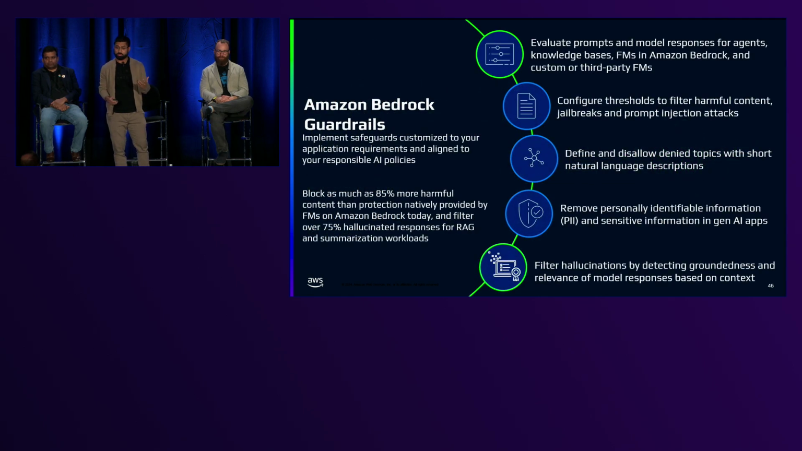Amazon Bedrock Guardrails helps you to implement safeguards for your application, which are tailored to your application and also helps you to meet your responsible AI requirements. You can define topics using short natural language descriptions, the topics that you want your generative application to avoid. And you can also specify thresholds to avoid harmful content at varying degrees.